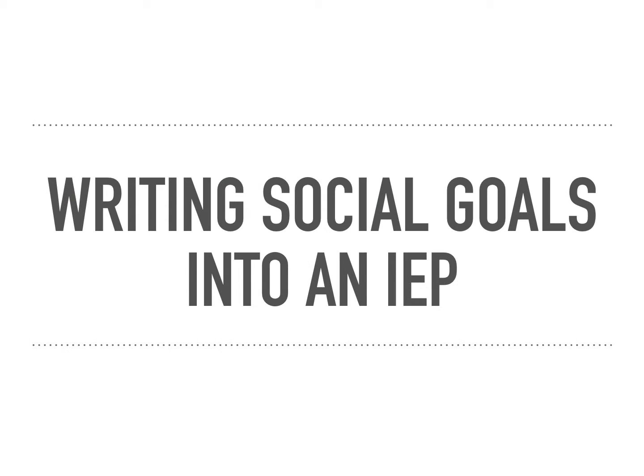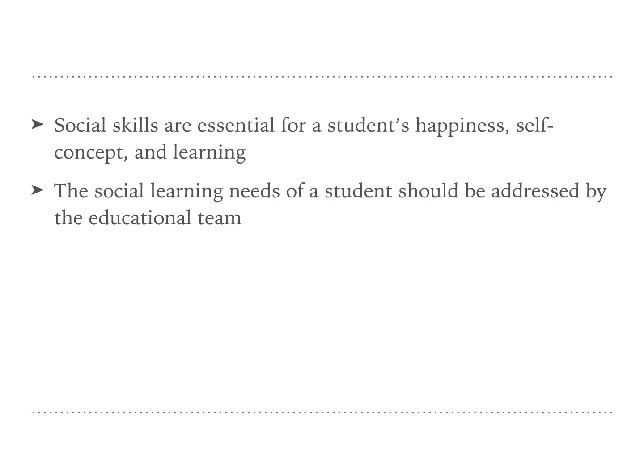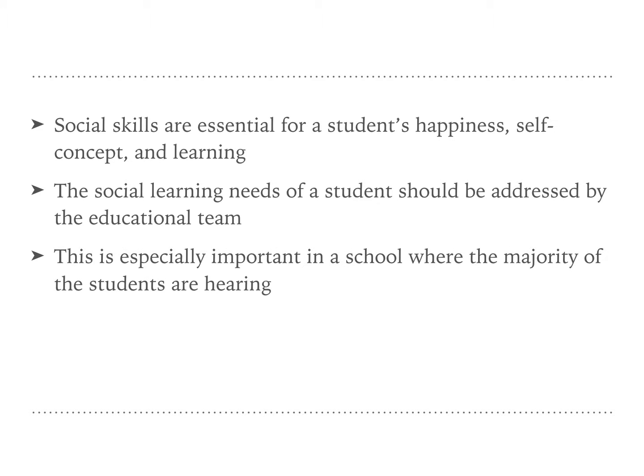This is why it's very important to write social goals into an IEP for a deaf or hard of hearing student if it's an issue. As we've discussed, social skills are essential for a student's overall happiness, self-concept, and learning, and therefore the social learning needs of a student should be addressed by the whole educational team, which includes the interpreter. This is especially important in a school where the majority of the students are hearing and there may only be one deaf or hard of hearing student.